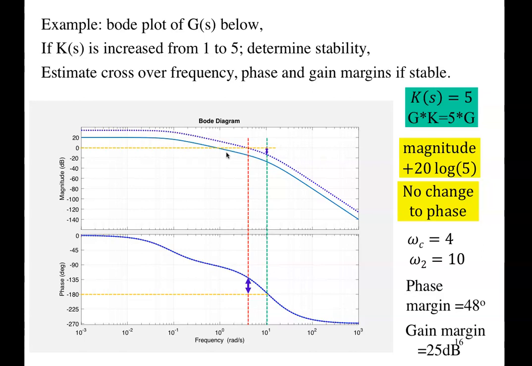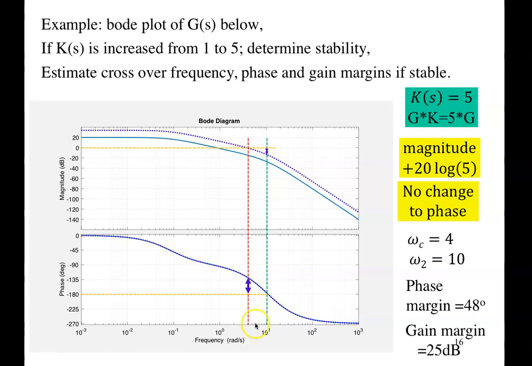If you look at the crossover frequency, you go to 0 dB, you come across until this dotted blue line crosses 0 dB, which is this point. Now when that crosses 0 dB, you go down and read the frequency. This is 1, this is the first subdivision between 1 and 10, so this will be 2, this is 3, this will be 4. So we have a crossover frequency of 4.